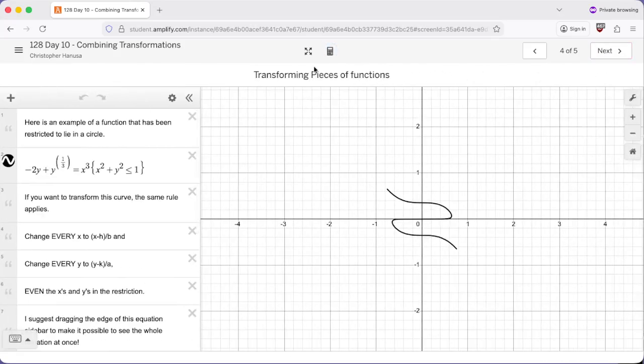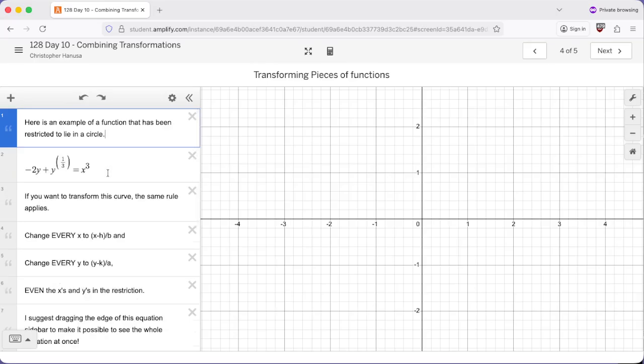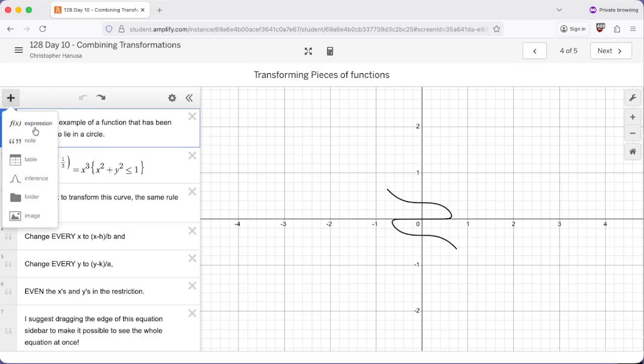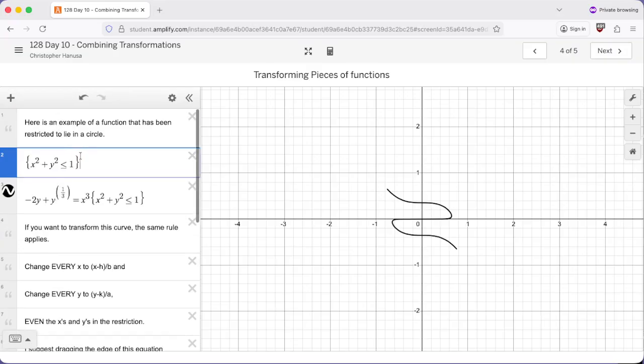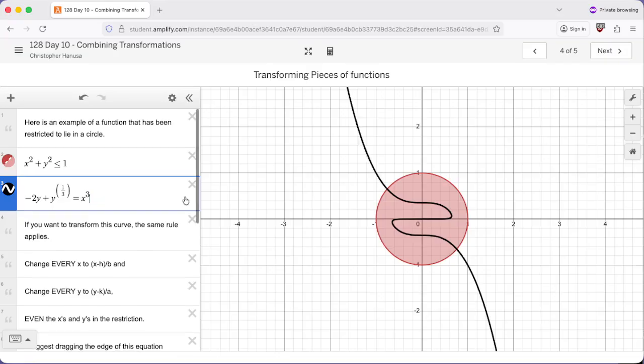Okay, so let's say we want to transform a piece of a function. So here's a kind of wacky shape right here. If you look at this, I've put a restriction on here. Here's an interesting function, kind of wacky. Oops, undo, undo. I have restricted it to lie within the circle x squared plus y squared is less than or equal to 1. Let's just see that for a second. Right, this is the circle. This is the function without the circle.